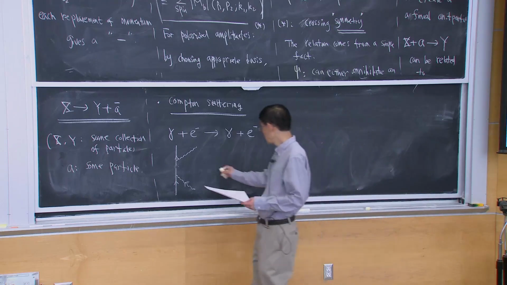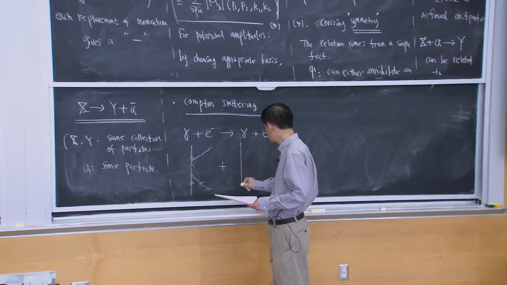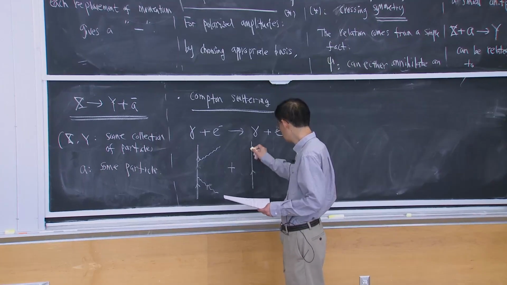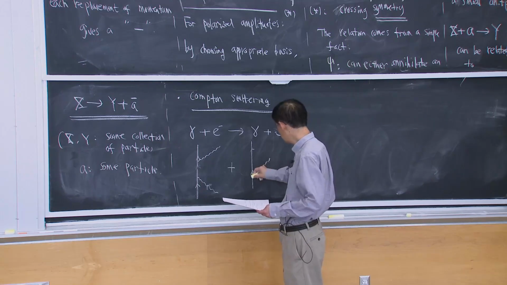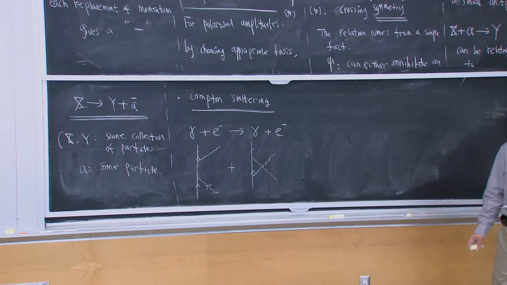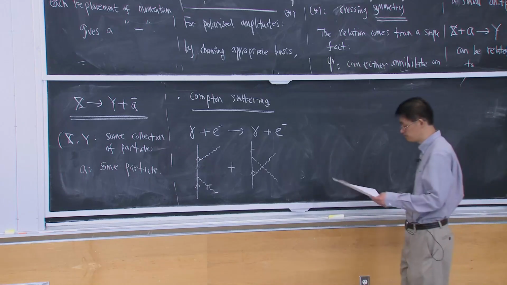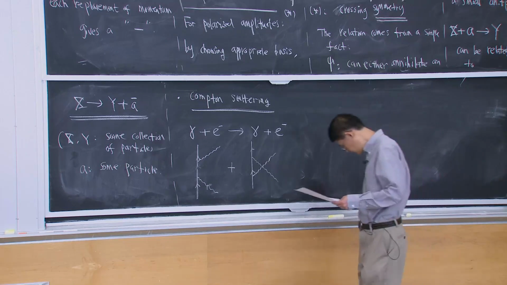But actually, there are two diagrams, because for this electron line, you can also first emit a photon and then absorb a photon. Okay, you also have that. So you have two, and these two processes are independent, not the same.